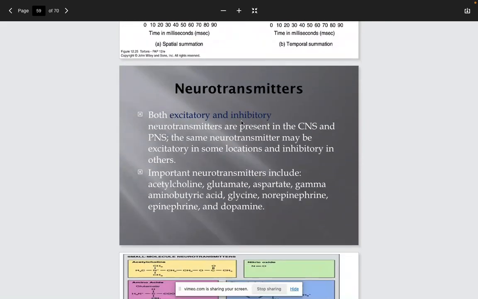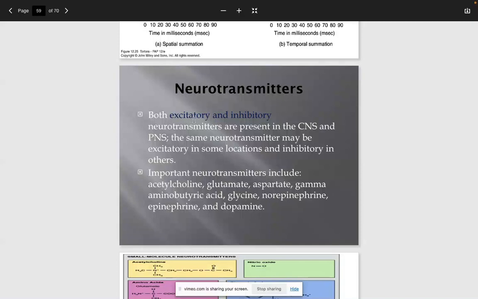So both excitatory and inhibitory neurotransmitters are present in the central nervous system, okay? The important neurotransmitters that I want you to know, that will be testable, will be glutamate and norepinephrine. So glutamate and norepinephrine are excitatory neurotransmitters. This means they generate depolarization of the postsynaptic neuron. Again, just to reiterate, glutamate and norepinephrine are important excitatory neurotransmitters.